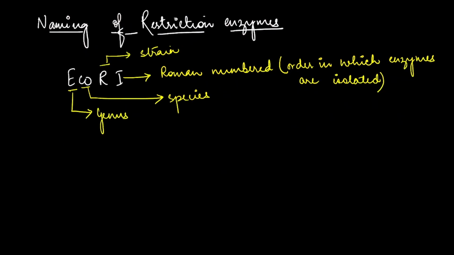Now we will see the naming of restriction enzymes. Restriction enzymes are always named like EcoRI. E stands for genus, co stands for species, R stands for strain, and this is a Roman number, according to the order in which enzymes are isolated. So the first letter stands for genus, the second for species, R stands for the strain, and the number is according to the order in which enzymes are isolated.